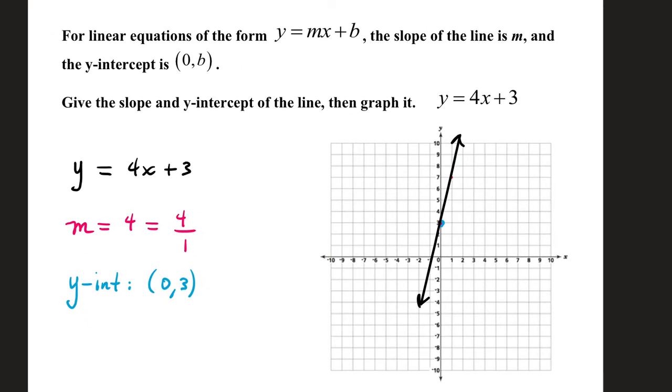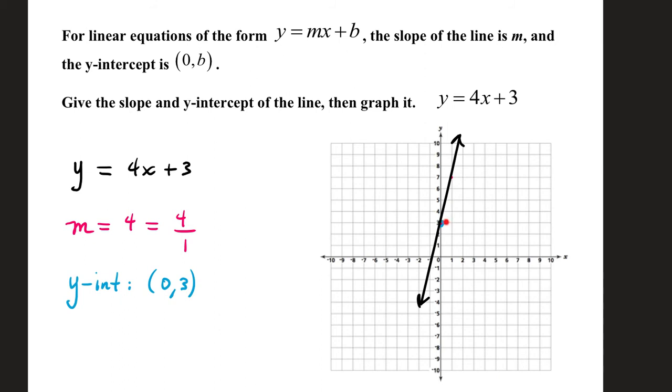For linear equations of the form y equals m times x plus b, the slope of the line is m. It'll be the coefficient of x, and the y-intercept is the point 0, b, where b is the constant. Give the slope and y-intercept of the line and then graph it. Well, our equation is y equals 4x plus 3, so that tells us our slope is 4. 4 is the same as 4 over 1. Our constant is +3, so our y-intercept is 0, 3.